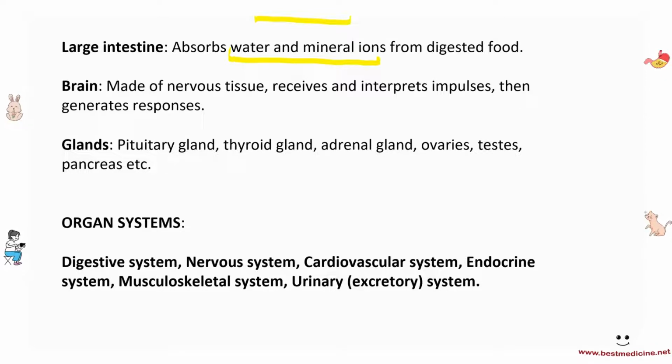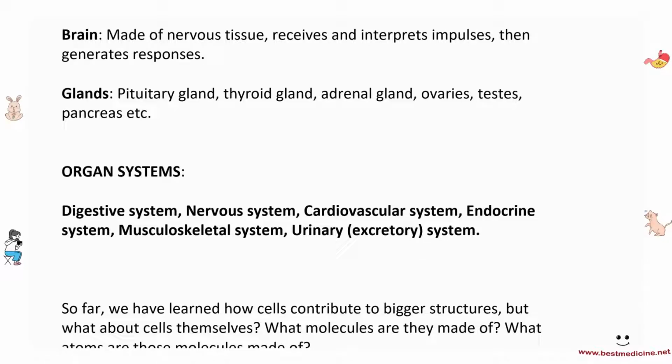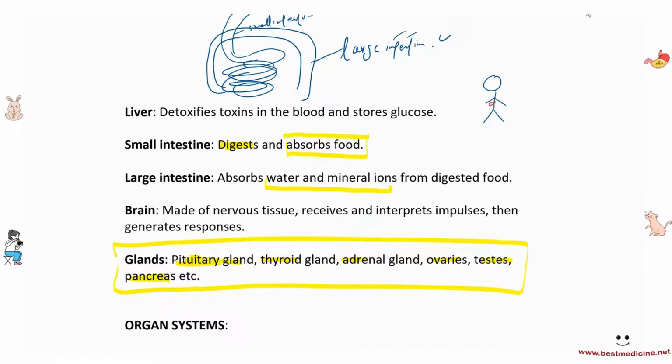Another example of this would be that you're listening to this lecture, and your brain is generating a response of storing what I'm saying in memory so that you remember it when you go to your exams. Again, we've got glands. We already looked at glandular tissue. Examples of glands would be the pituitary gland, thyroid gland, adrenal gland, ovaries, testes, and pancreas. Each of them will be discussed in the chapter dedicated to hormonal coordination. All right, so each of these organs will be discussed in more detail in their own systems.